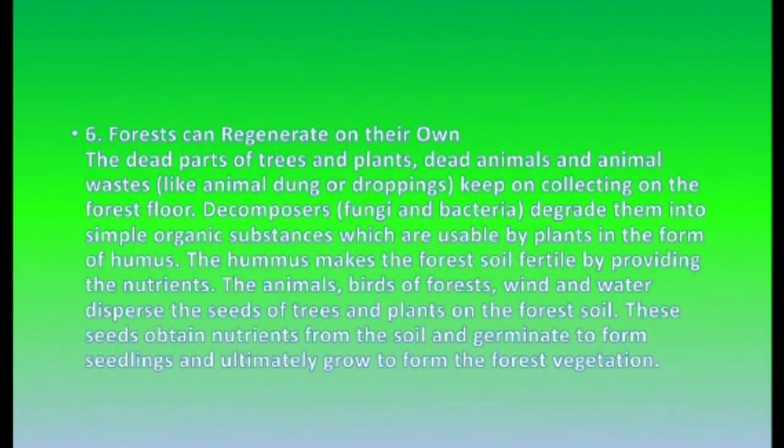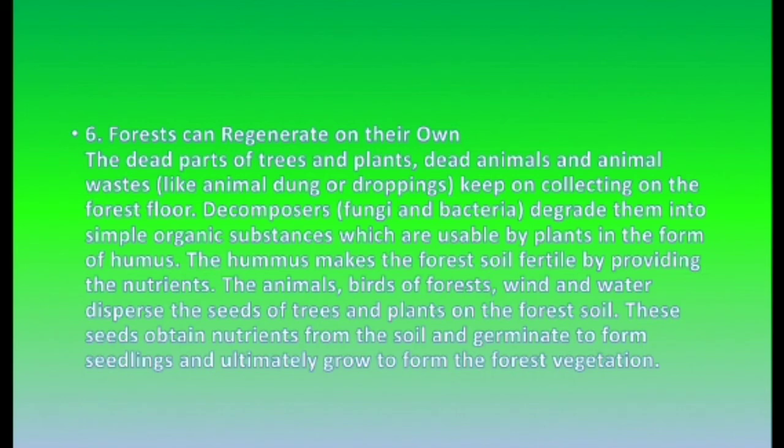Plants can regenerate on their own. The dead parts of trees and plants and animal waste like dung or droppings keep on collecting on the forest floor. Fungi and bacteria decompose and degrade them into simple organic substances which are usable by plants, in the form of humus. The humus makes the forest soil fertile by providing nutrients.